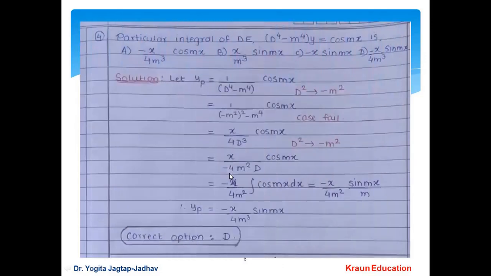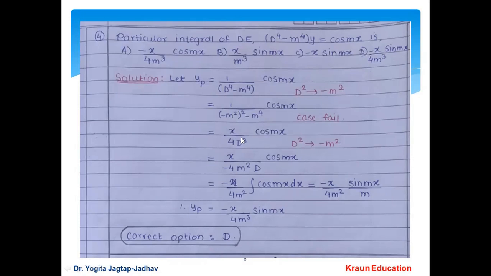Now to find the particular integral of the differential equation D raised to 4 minus m raised to 4 operating on y equal to cos of mx. These four options are provided. Again, by definition of particular integral, we have 1 upon D raised to 4 minus m raised to 4 operating on cos mx. Here we replace D square by minus of a square. The value of a is equal to m here. Therefore, we replace D square by minus m square. Writing D raised to 4 as D square its square and replacing D square by minus m square, we get m raised to 4 minus m raised to 4. Therefore, we are getting 0 in the denominator. That is, we are having a case of failure.